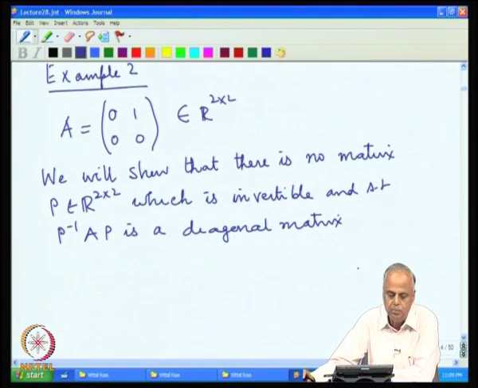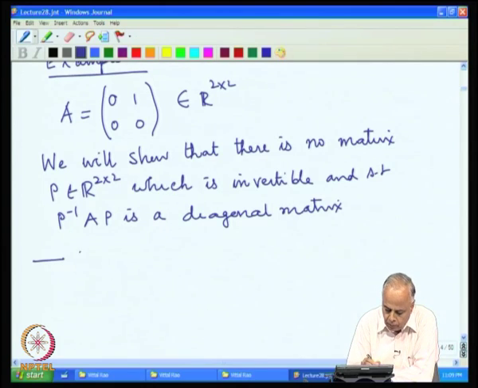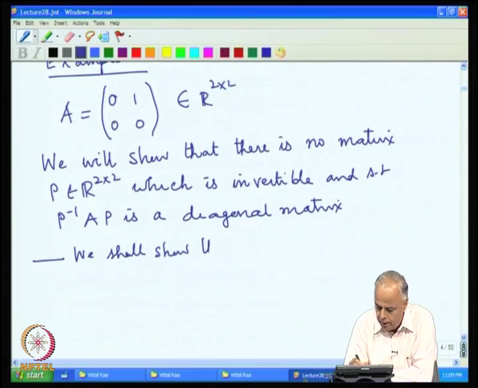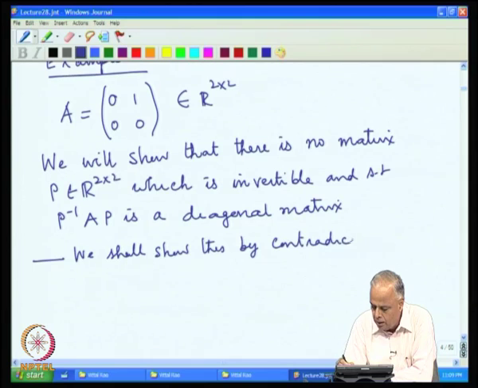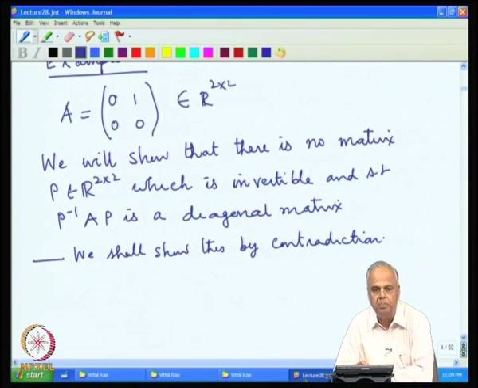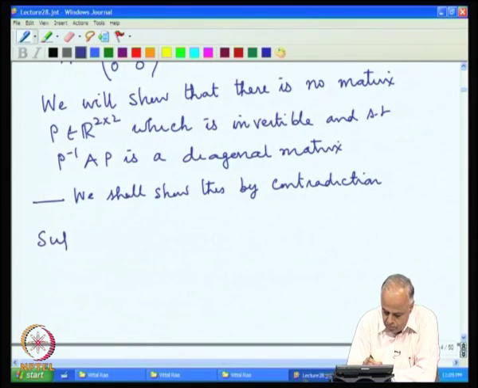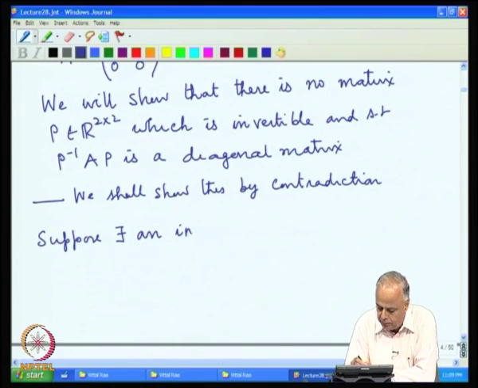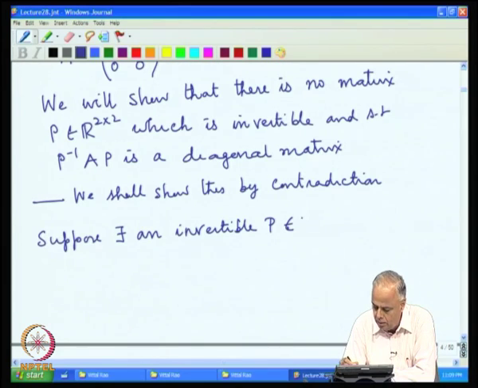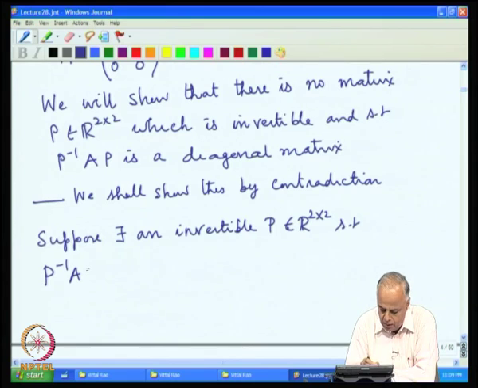And we will show this by contradiction. What do we mean by that? That is, we assume that there exists such a P and show that that leads to a contradiction. So, suppose there exists an invertible P in R 2 by 2 such that P inverse A P is diagonal.